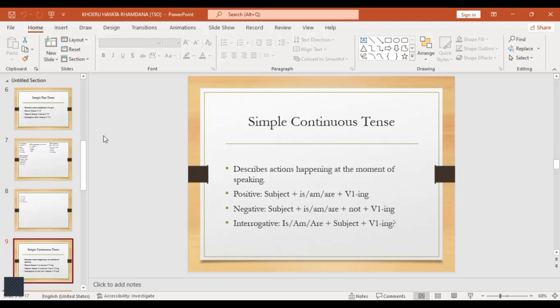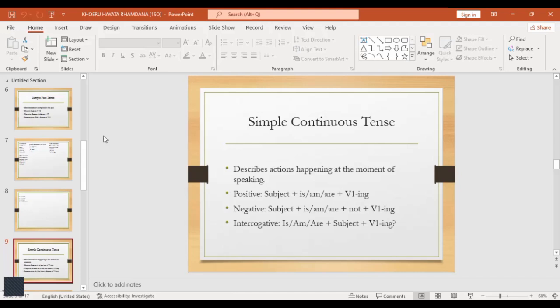In negative sentences, we use not after the form of to be. For example, I am not going to the party tonight. This means the action is not happening.